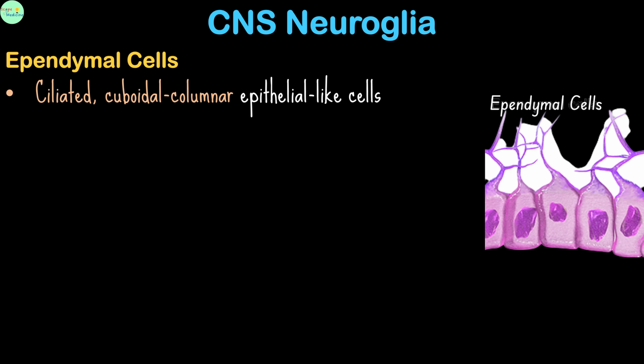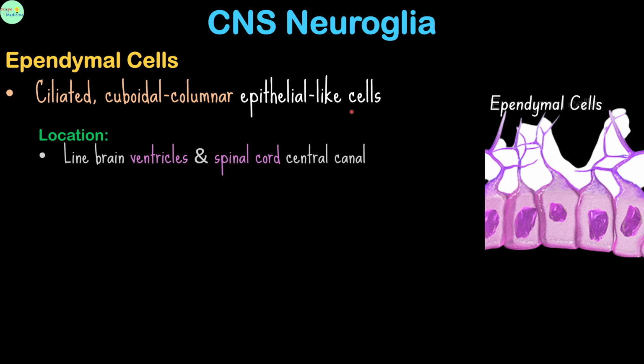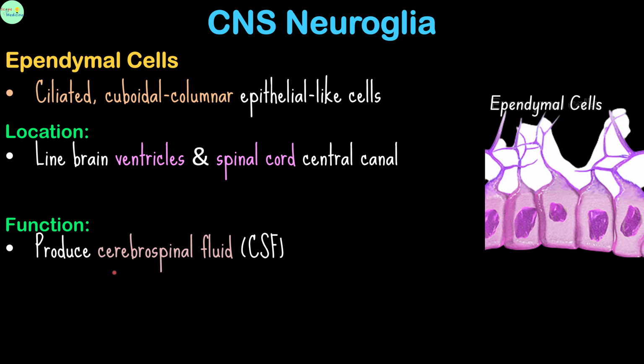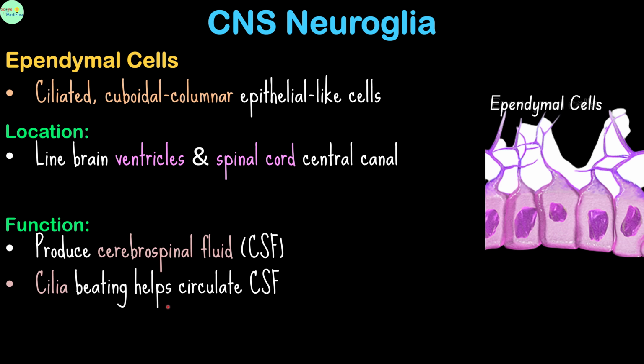Ependymal cells form a simple epithelial lining. They are cuboidal to columnar cells, many of which bear motile cilia on their apical surface. These cells line the fluid-filled ventricles of the brain and the central canal of the spinal cord. Their primary functions are to secrete cerebrospinal fluid and, through the coordinated beating of their cilia, to help circulate this fluid throughout the ventricular system, providing cushioning and a stable internal environment for the brain.